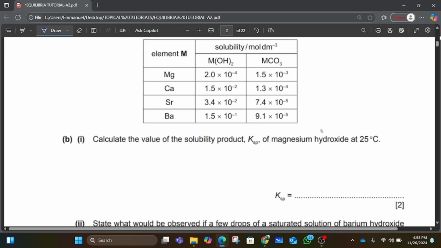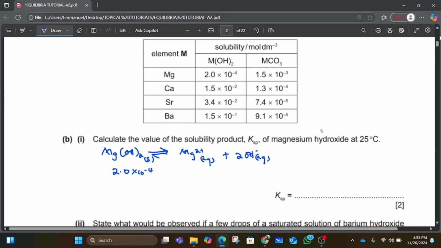So when you have a question like this, the first thing to do is to write the dissociation equation for the magnesium hydroxide. Okay, and so that should give you Mg2+ aqueous plus 2OH- aqueous, while this is a solid. Now the solubility of the magnesium hydroxide has been given as 2.0 times 10 power minus 4.